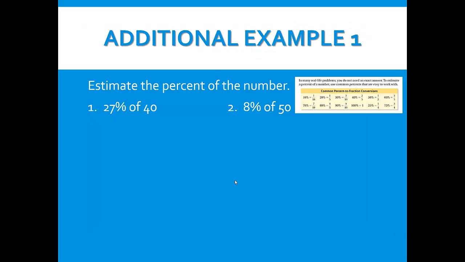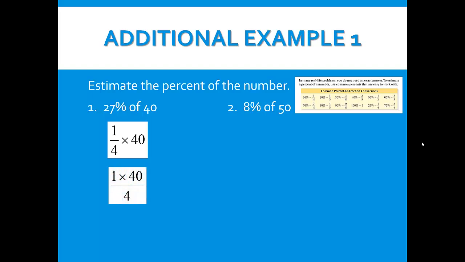Now we're going to look at an additional example. You can pause the video and try it on your own, or you may follow along. Estimate the percent of the number. For number 1, we're trying to find 27% of 40. We are going to look at our table and see what's close to 27%. In our table, you can see that 25% is close to 27%, and that's equal to 1/4. So we're going to be doing 1/4 times 40, because the word of is multiplication.